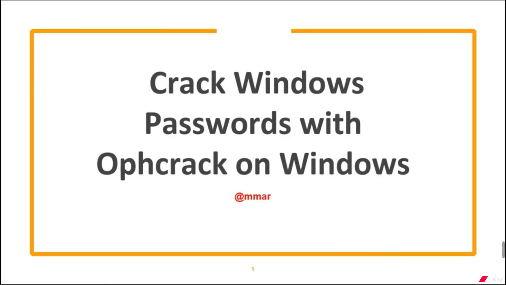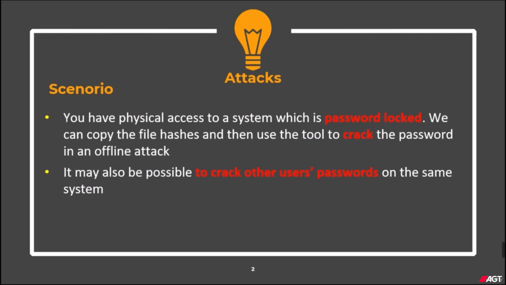In this lecture, we are going to see how we can crack Windows passwords with AllCrack on Windows. This can be used in a scenario where you have physical access to a system which is password locked. We can copy the file hashes and then use the tool to crack the password in an offline attack on Windows. It may also be possible to crack other users' passwords on the same system.